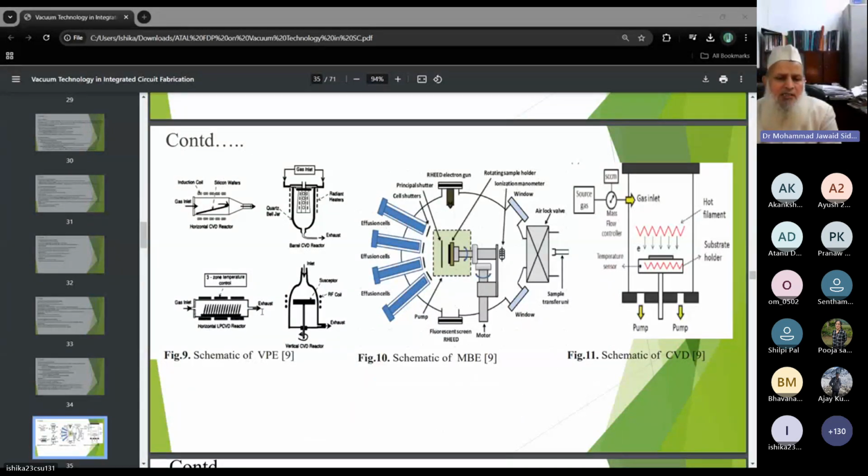So these are the schematics of various epitaxial processes: vapor phase epitaxy, molecular beam epitaxy, and chemical vapor deposition epitaxy. Please go to the next slide.